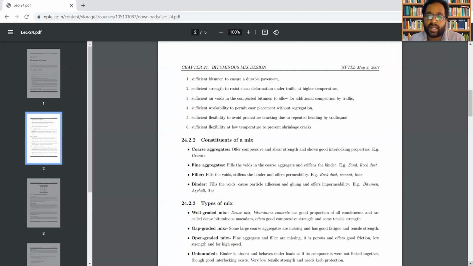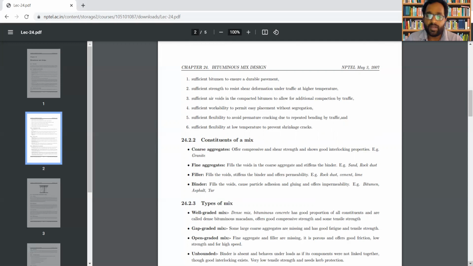Next is fine aggregate. The purpose of fine aggregate is to fill the voids in the coarse aggregate, and it will stiffen the binder. So coarse aggregate offers compressive and shear strength and good interlocking properties, while fine aggregate fills the voids in the coarse aggregate and stiffens the binder. Then filler functions to fill the voids and it will offer permeability. And lastly, there is the binder.